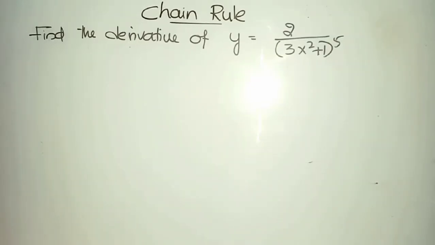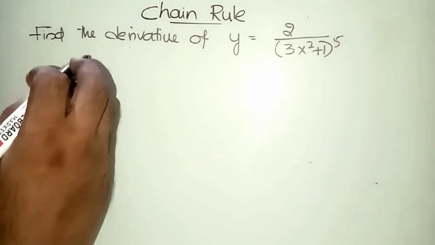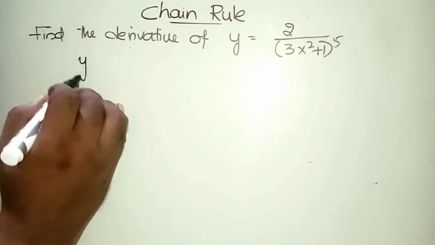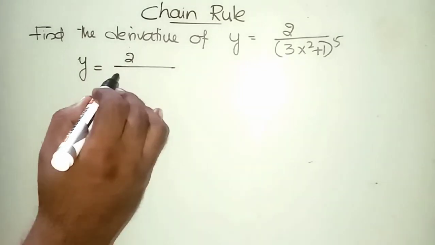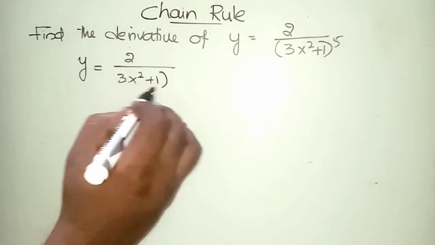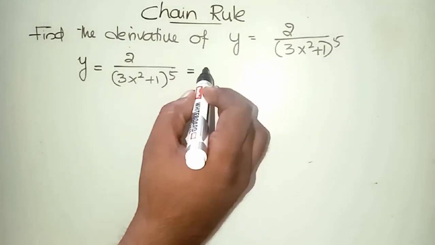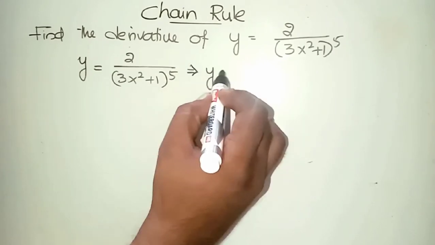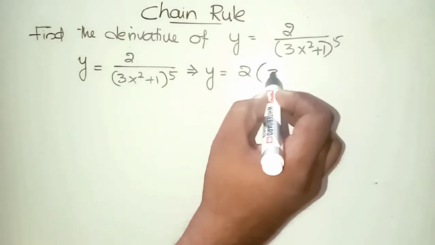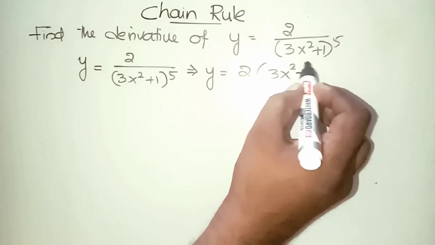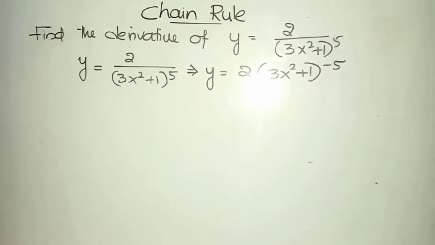Question is, find the derivative of y is equal to 2 by (3x square plus 1) the whole raised to 5. So here our function is y is equal to 2 by (3x square plus 1) the whole raised to 5, and this function is not in the standard form, so let's convert it into standard form as y equals 2 into (3x square plus 1) the whole raised to minus 5, isn't it? That is a standard form.